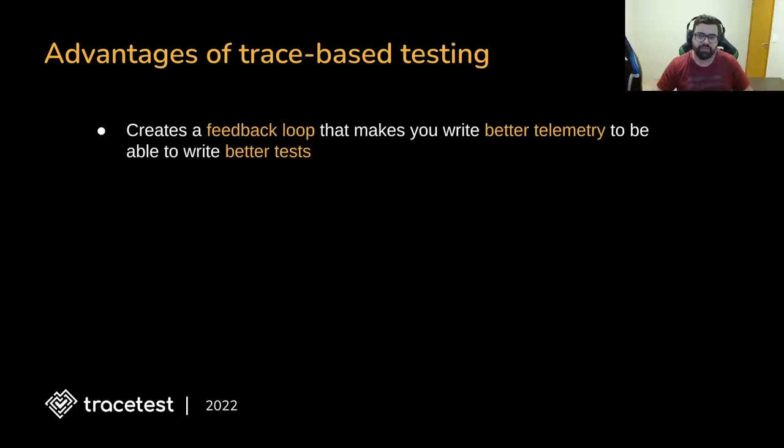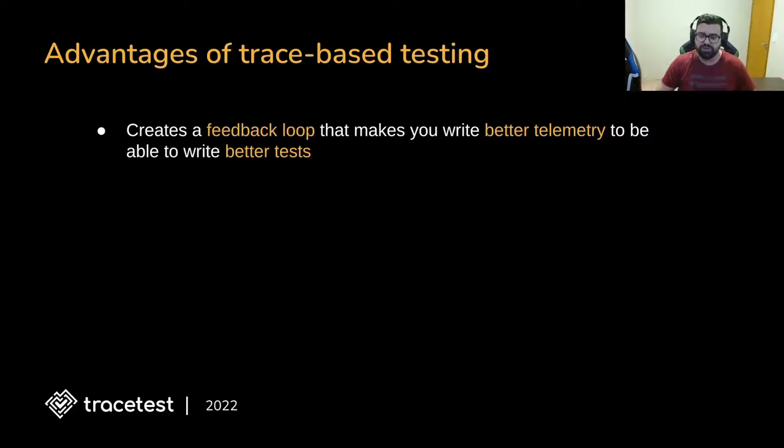It creates a feedback loop that makes you write better telemetry to be able to write better tests. What does that mean? Imagine that you're trying to test something using the trace. If your trace doesn't have enough information, you cannot test everything you want. So you have to improve your telemetry, because otherwise you have bad tests. But as soon as you improve your telemetry, you can improve your tests. And by improving your tests, you can improve your telemetry even more. So it's a loop that it creates. And it reminds me of when you start learning about TDD and you start writing tests for your code because you want to think about how to design your code in a testable way. That's the same thing. We can apply TDD here with this strategy.